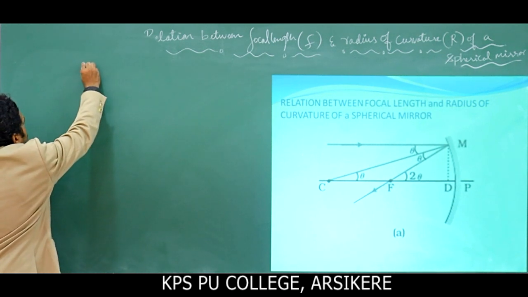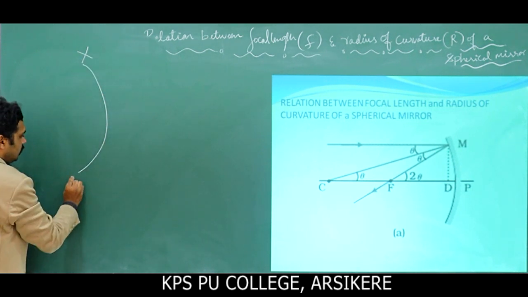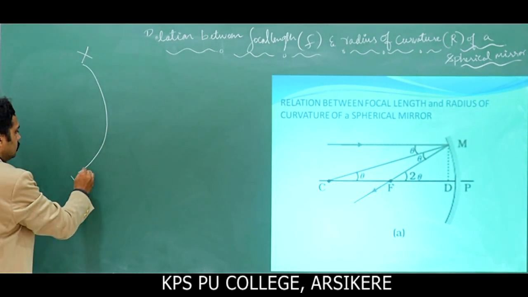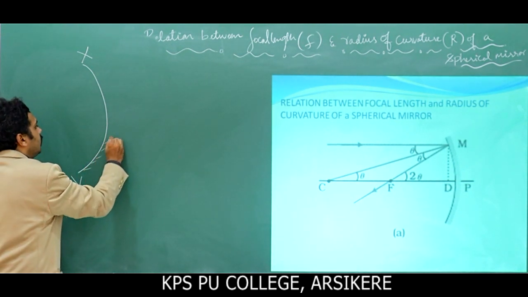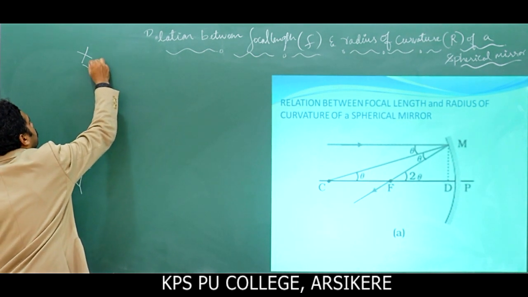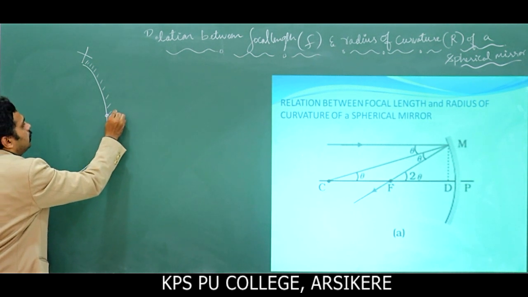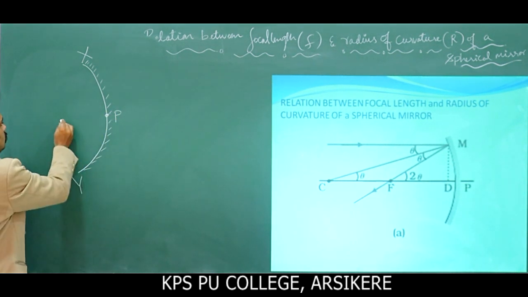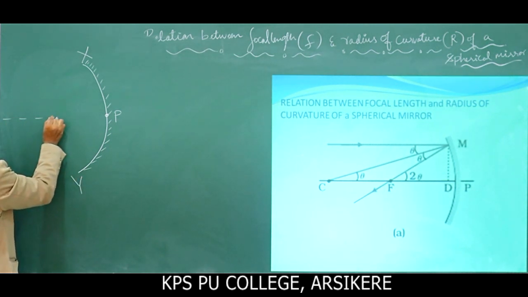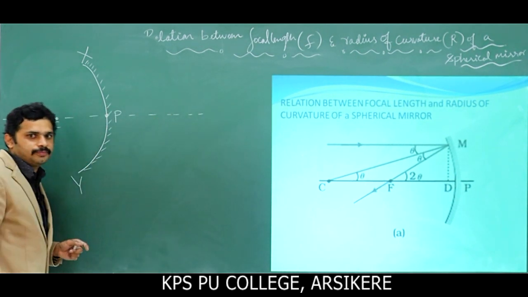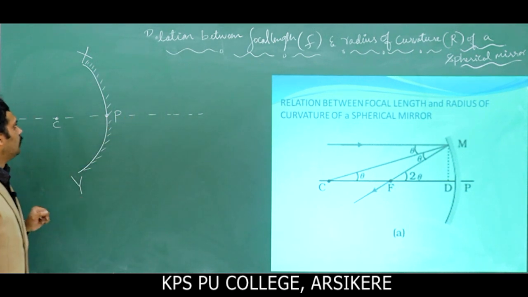Now let us consider a concave spherical mirror. XY is a concave spherical mirror. Note that inside is the reflecting surface, outside is the opaque surface. This is the pole, the midpoint of the spherical mirror. P is the pole. What is C? C is the center of curvature. Now this is the principal axis. A straight line that passes through C and P is called the principal axis.